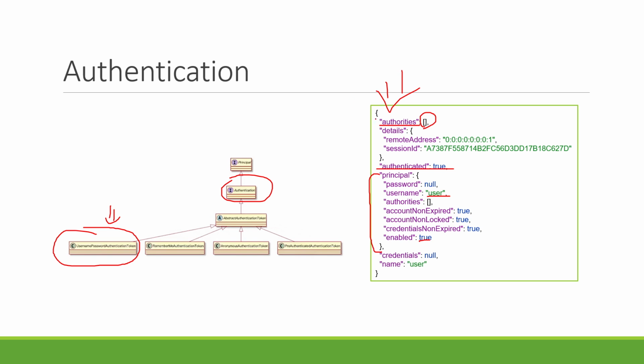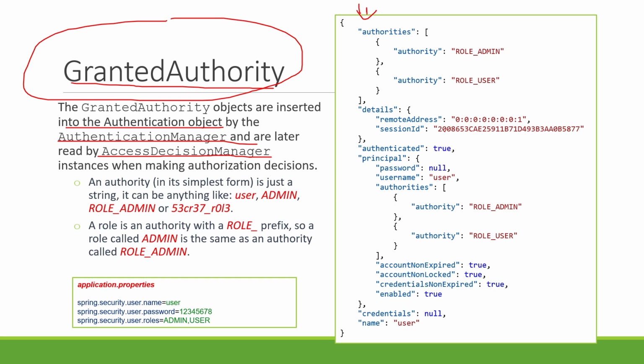Just now, this authorities column is empty, but for this authority, it has one role admin and one role user. Okay, this is this one. And the authority is just a simple form. It can be a string like user, admin, role admin. And if we use a role, by default you're going to have a ROLE underscore prefix there. We'll talk about the details later, when we talk about authorization, okay.